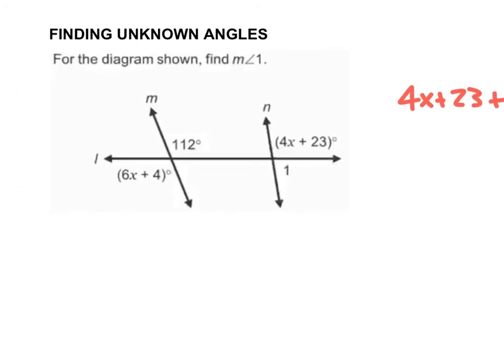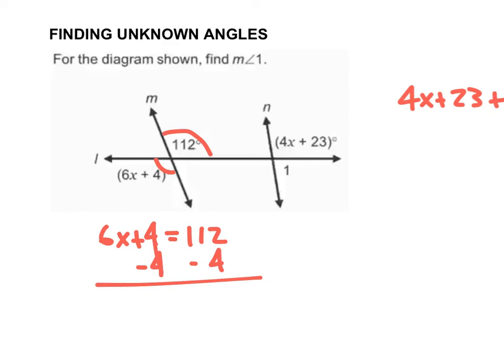But over here, you have this scenario where this is 112 degrees and this is 6x plus 4. Now, because these two angles are vertical angles, meaning that they're across from each other, I can label them as congruent and set up an equation as 6x plus 4 is equal to 112. And I could solve this equation for x. So let's go ahead and subtract 4 from both sides, and I get that 6x is equal to 108.